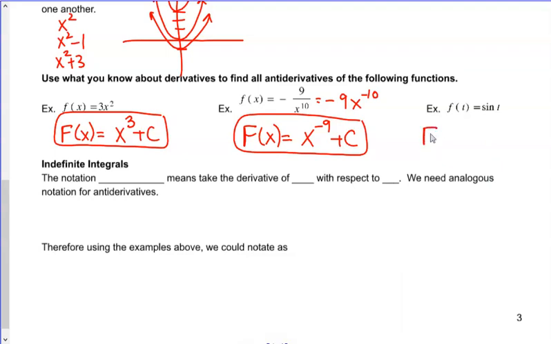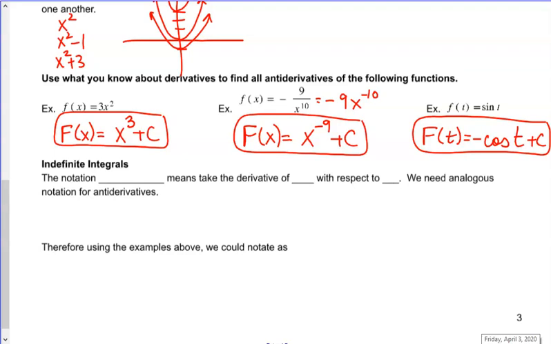Now, what is the original function, f of t here, that whenever I take the derivative of it, I get back sine? Well, the derivative of sine is cosine, so that doesn't work. The derivative of cosine is negative sine. Well, I have sine, but I don't have the negative. So we can modify that by saying this would be the negative cosine of t plus c, and that would actually give me the derivative equal to sine.